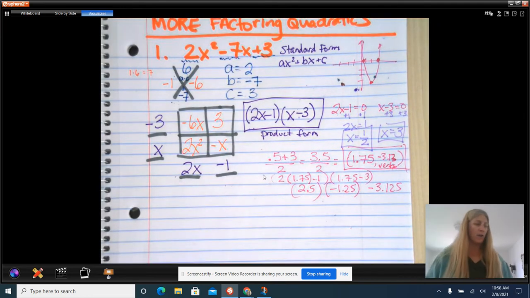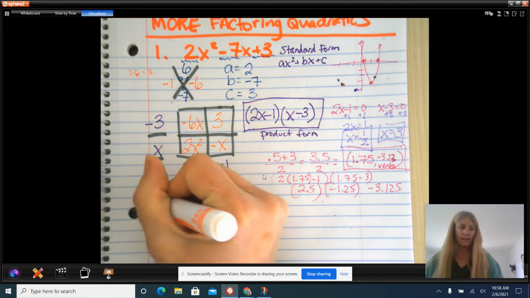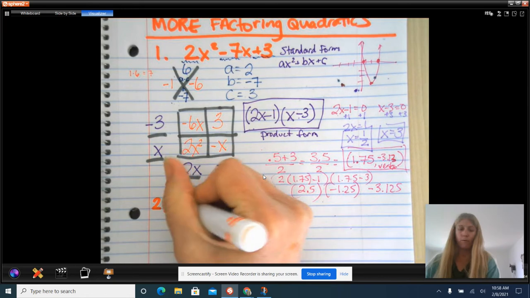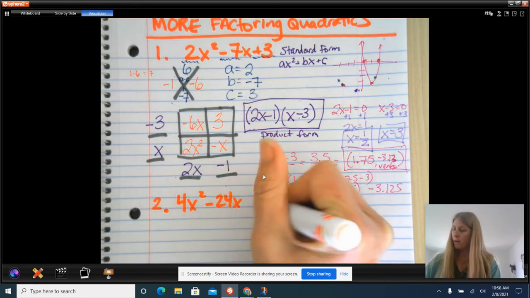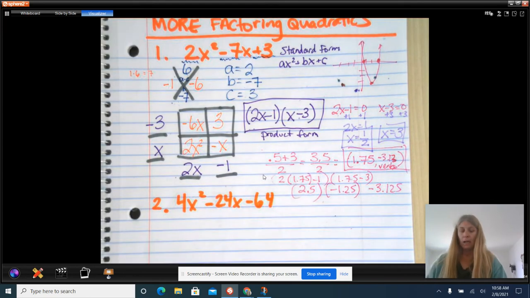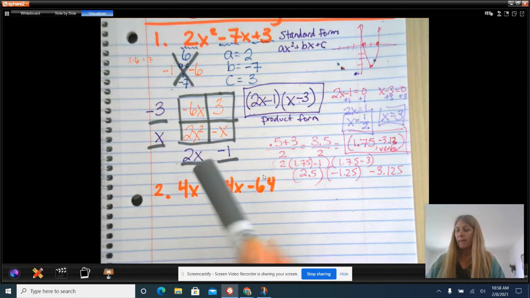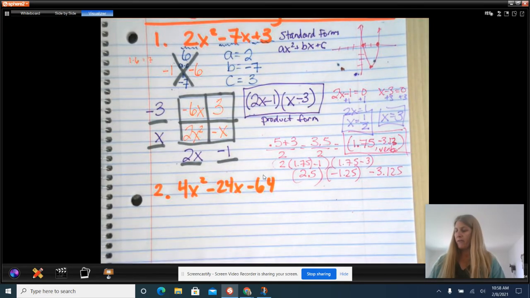Okay, let's go ahead and try a second example. Our second example is 4x squared minus 24x minus 64. Now, what I want you guys to notice here is that they're all even numbers. In fact, they might all be divisible by 4. We're going to figure that out.